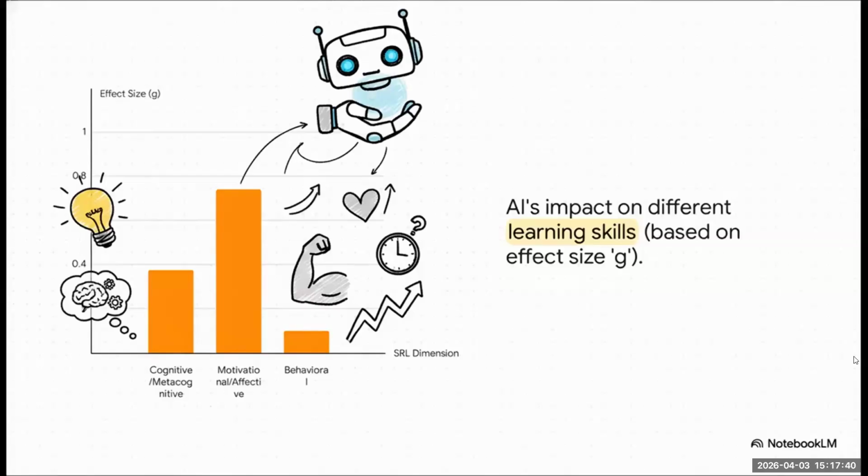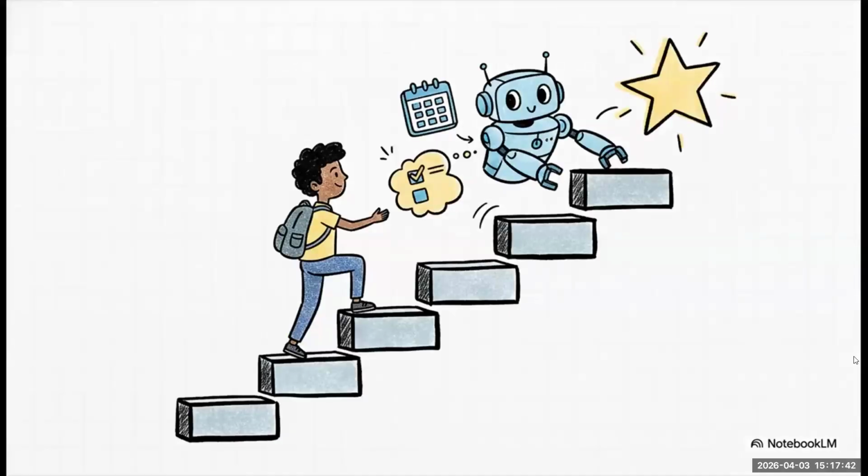Who knew? So the big takeaway from all this data is that AI works best as an adaptive scaffold. It's like a temporary support structure that helps you build your skills, especially in that crucial first forethought phase we talked about, the planning and getting started part.